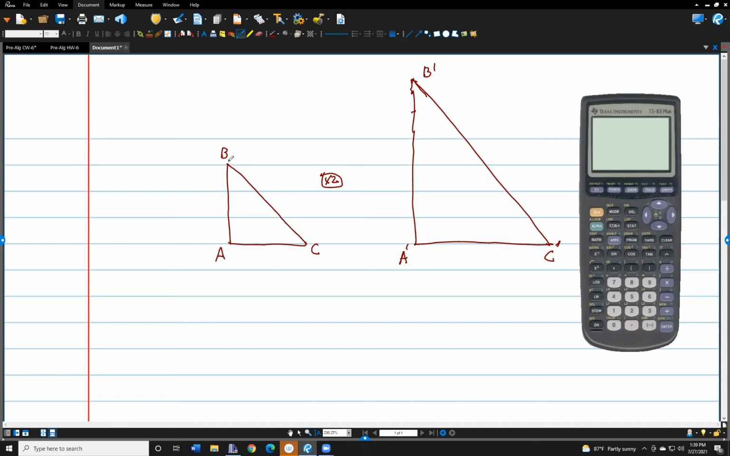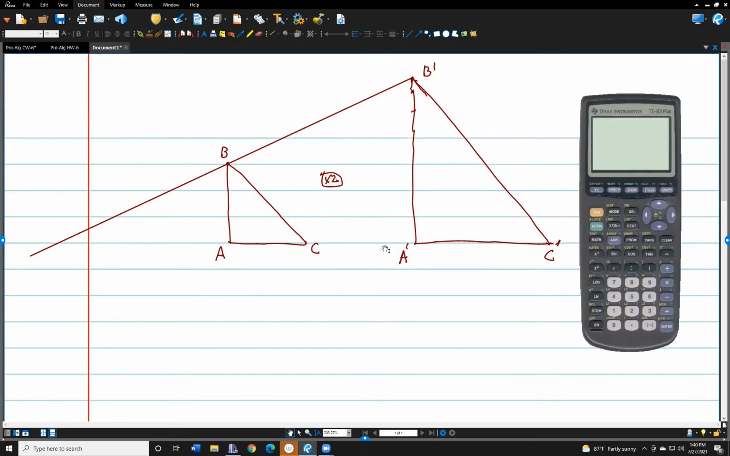Because for the center, when you take B and B prime first and connect these 2 points, they should be on the same line. The center should be on this line somewhere to the left. We don't know exactly.